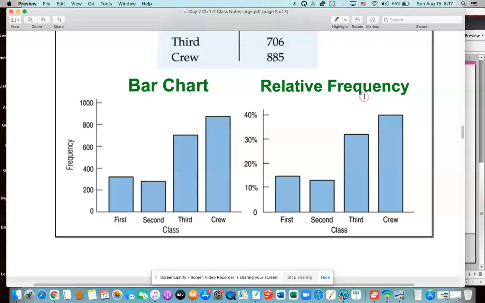We also have a relative frequency chart. This comes up a lot, and something you definitely need to know: relative frequency just means percentage. So we take those counts and we change them into percentages. It's just a nice way to compare things.